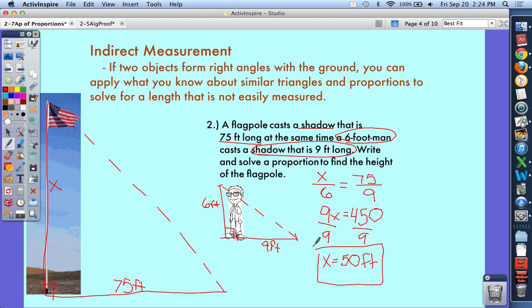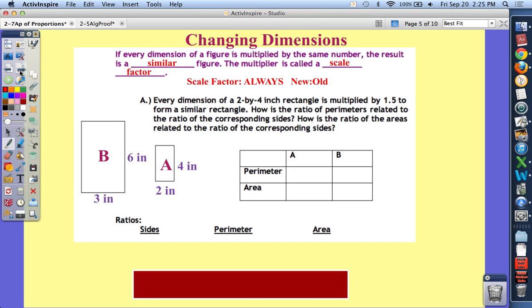Again, one proportion, guys. You know, another way you could set this up is you could say x over 75 is equal to 6 over 9. This would also work. Take a look. When you cross multiply, you'd end up with the same equation that you had down here. 9 times x and 6 times 75. That's exactly what we had before. So there's lots of ways you can set up your proportion. This is just one. So you'll be doing some indirect measurements with proportions as well.